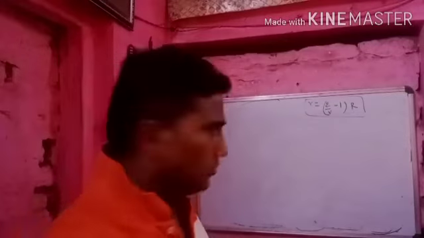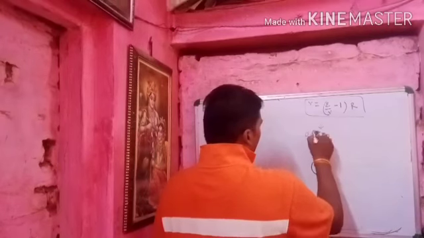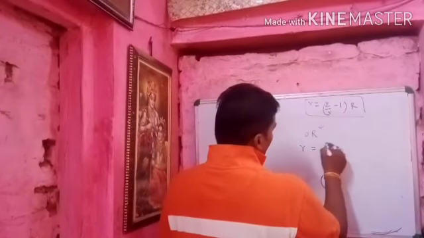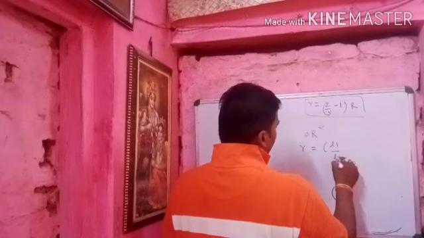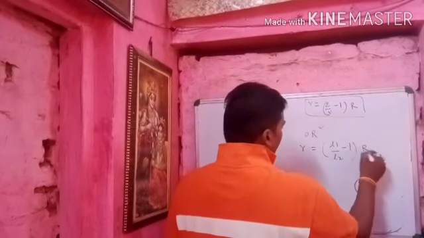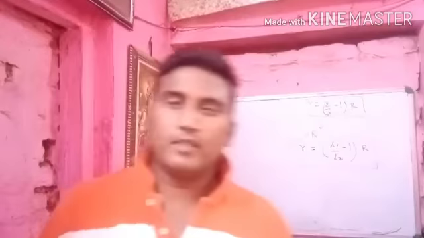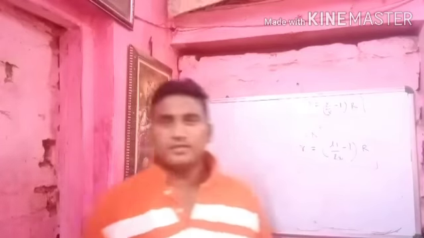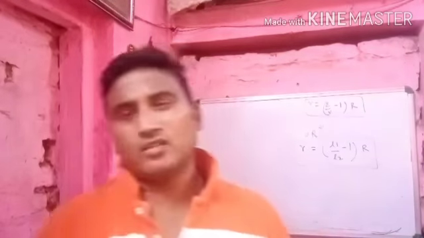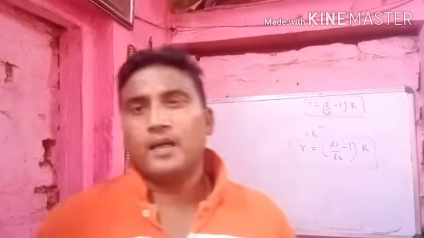We can also write the value of the internal resistance in another mathematical form: r is equal to L1 by L2 minus 1, in brackets, capital R. L1 and L2 are the balancing lengths for the EMF and the potential difference. That was the total concept of the potentiometer. Now we will discuss another topic another day. Until then, goodbye.